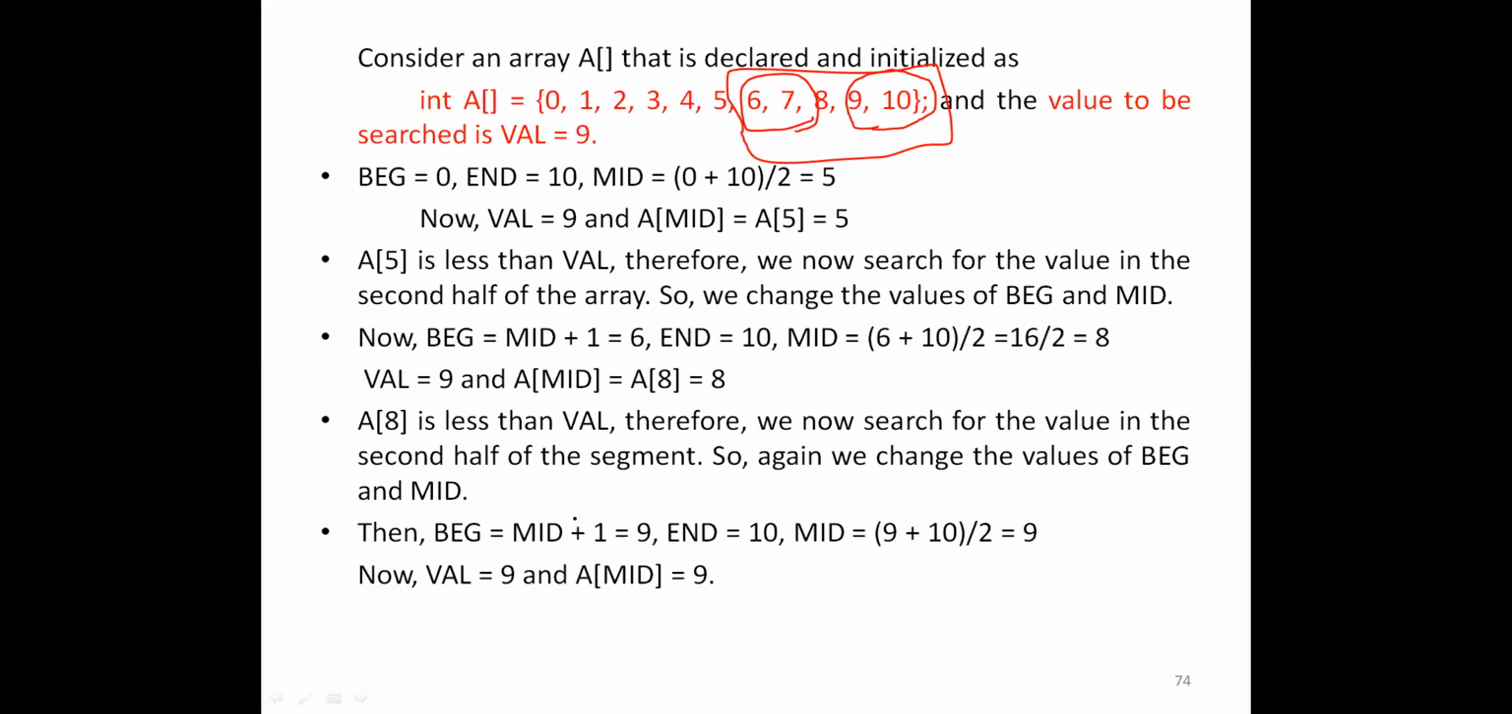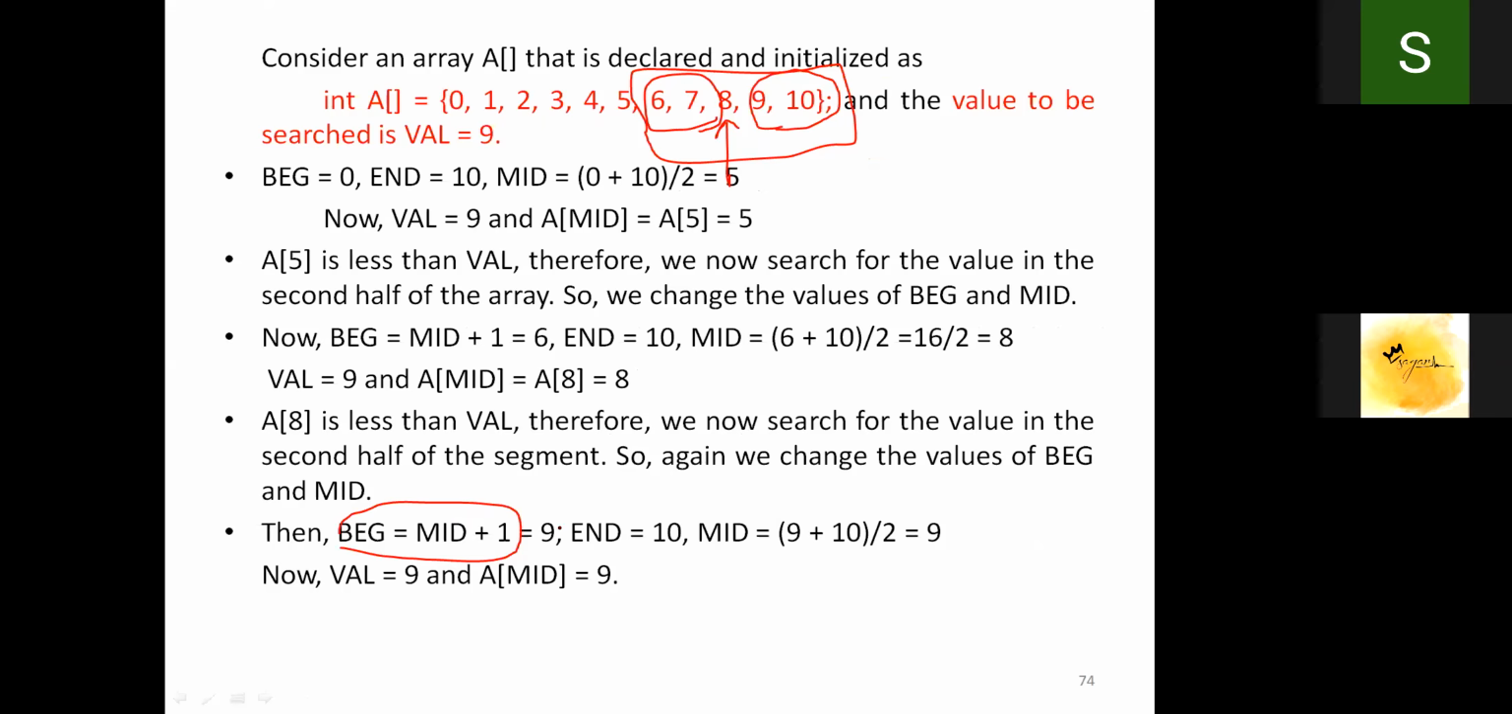So what is the beginning value? Again, the beginning is mid plus 1. So the middle value is what? Initially it was 8, and at the current stage it is 8. Then 8 plus 1 is 9. Okay, now the beginning is 9.